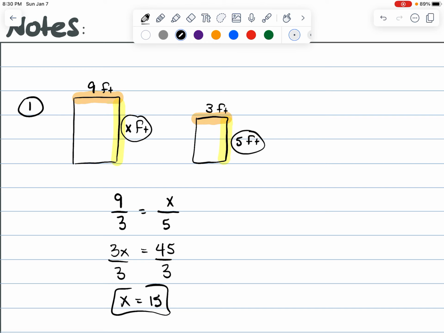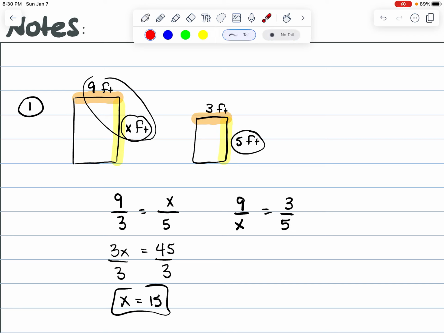Now, there is more than one way to solve a proportion. So we could have set this proportion up as 9 over x, meaning these two in the first figure is equal to 3 over 5 in this other figure. And a lot of times you can use mental math with these proportions. So how did I go from 9 to 3? Well, I did that from dividing by 3 here. And we see that 15 divided by 3 would give me 5.